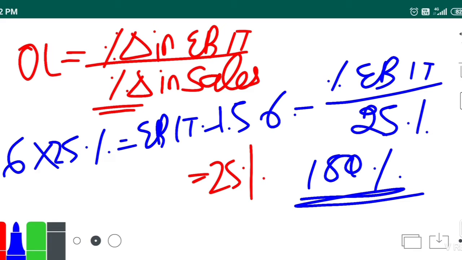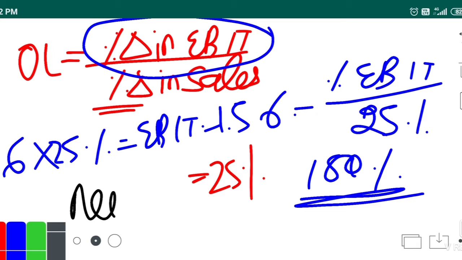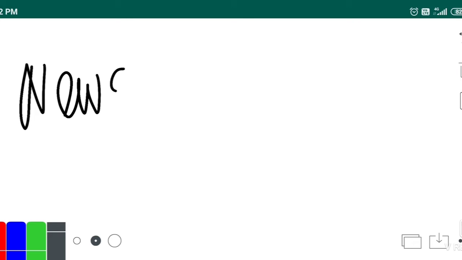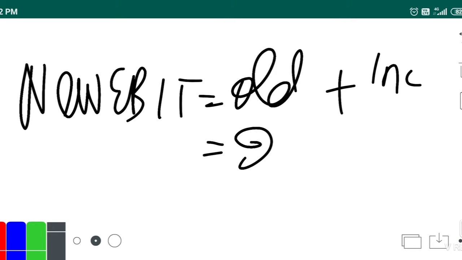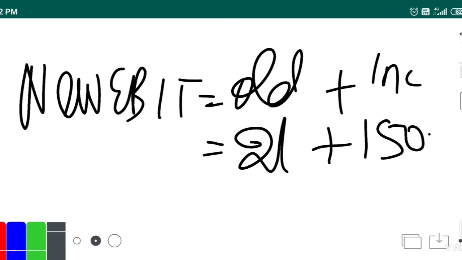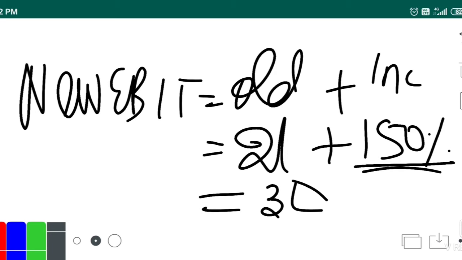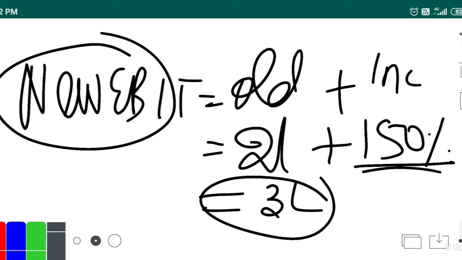In the question they have not asked you to find the percentage change in EBIT. Rather they have told you to find something known as new EBIT. So how will you find new EBIT? New EBIT is equal to old EBIT plus the increase. What was your old EBIT in the question? We found out that it was 2 lakh rupees. So 2 lakh rupees plus 150% of 2 lakh rupees, because 150% is the increase. It will be 3 lakh rupees. So your new EBIT is 3 lakh rupees. This is how you find out your new EBIT.